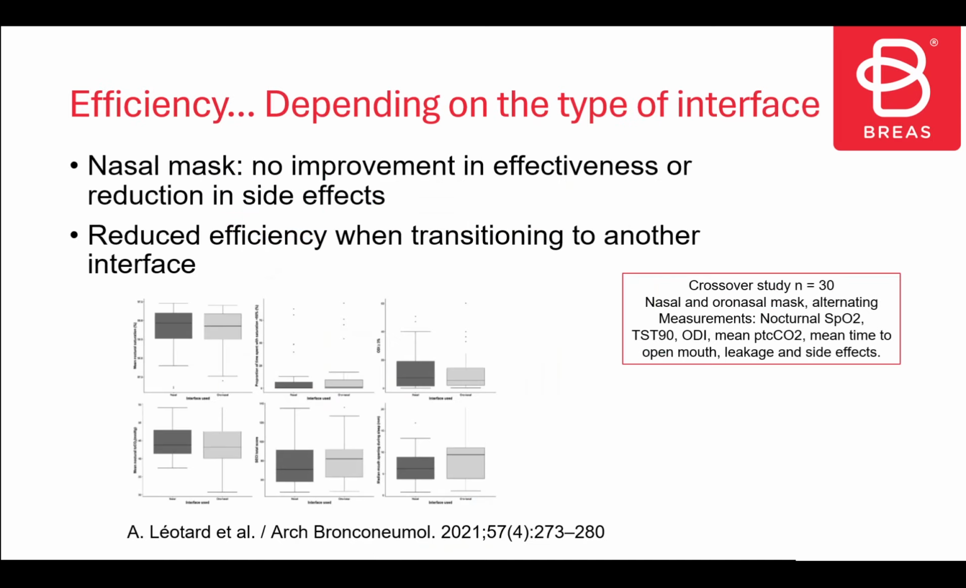Recent studies have confirmed that the choice of mask can influence the effectiveness of ventilation. This study, published by Antoine Liotard in 2021, is a crossover study with 30 neuromuscular patients. It starts with a nasal or oronasal mask, and then it alternates, and it measures the average oxygen saturation, the desaturation, the TST90, the desaturation index, the average transcutaneous carbon dioxide, and the average time the mouth opens and leaks.